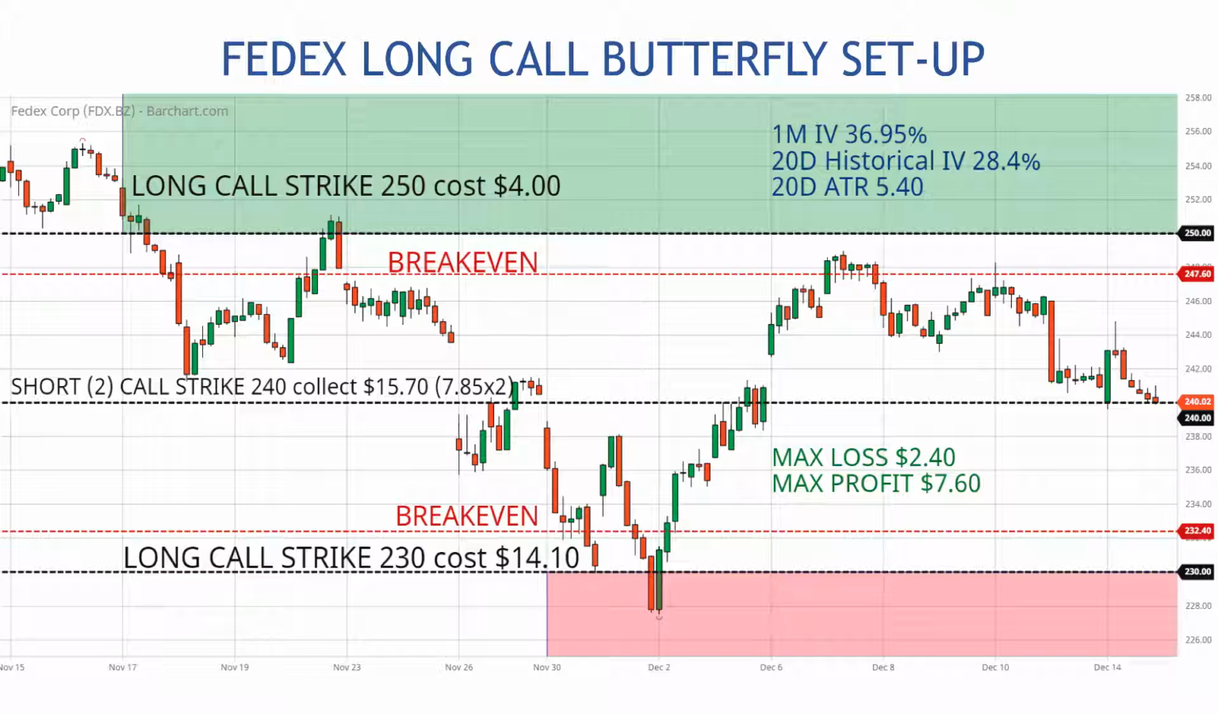The third statistic is the 20-day average true range. Now, average true range is a measurement of volatility. It's based on 2 standard deviations. So 95% of all price action will fall inside of 2 standard deviations. So the 5.40 tells us there's a 95% chance price will remain inside of a range of $5.40. Now notice that value, $5.40, is inside of our wing differential of $10.